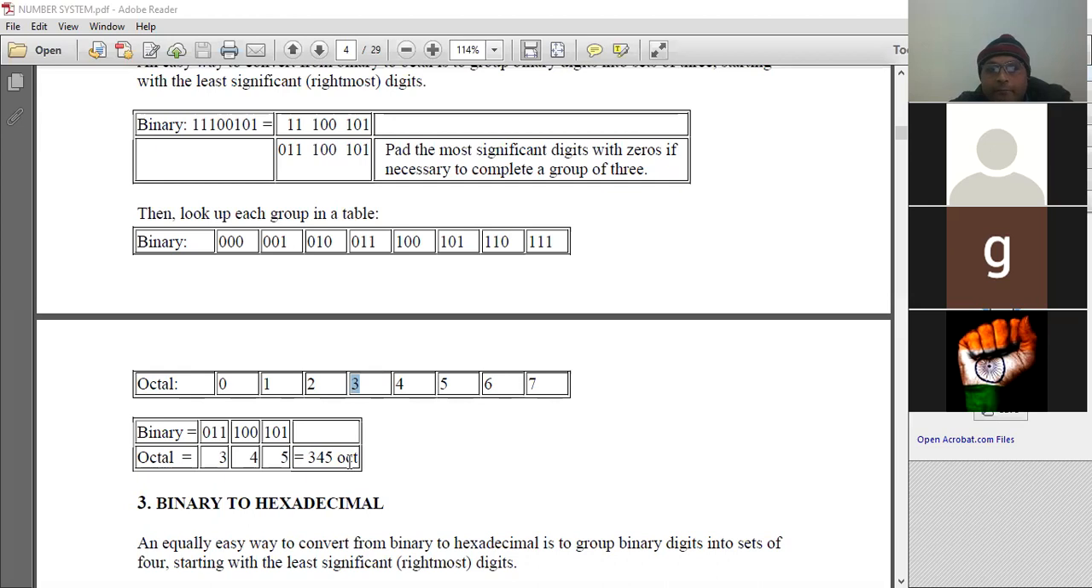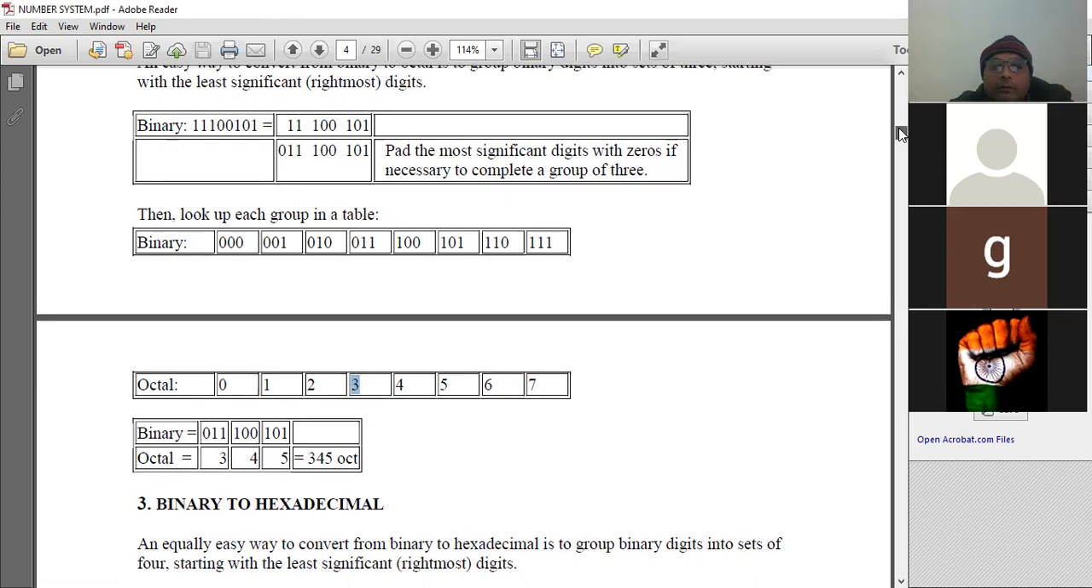You got it? Are you able to understand or not? Either you can use this table, or if you don't want to use this table, you can create your own. Shall I move to another topic?